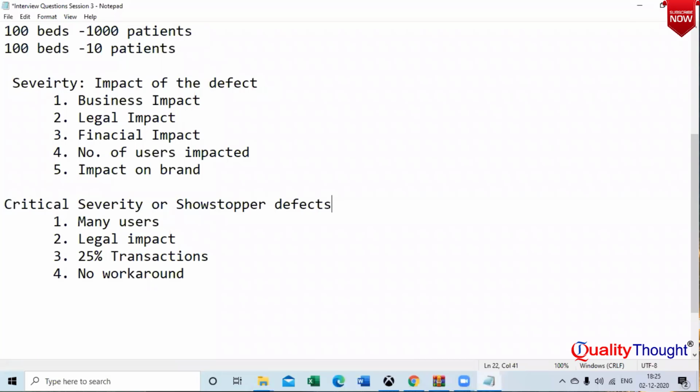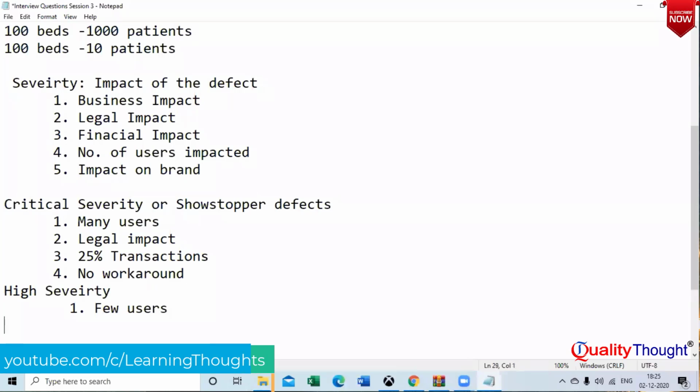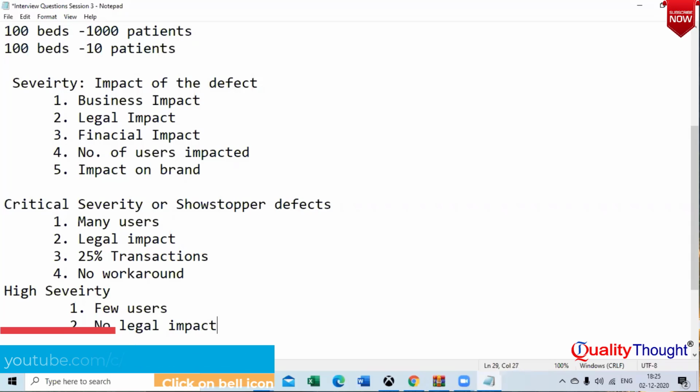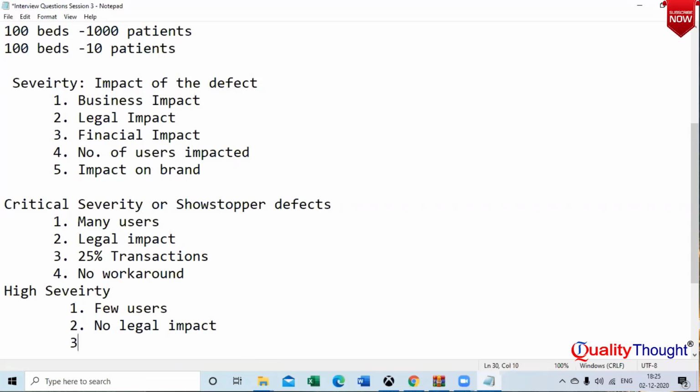Then what kind of defects will we assign to high severity? In high severity, few users are affected, not many. There is no legal impact, and less than 25% of transactions are affected.